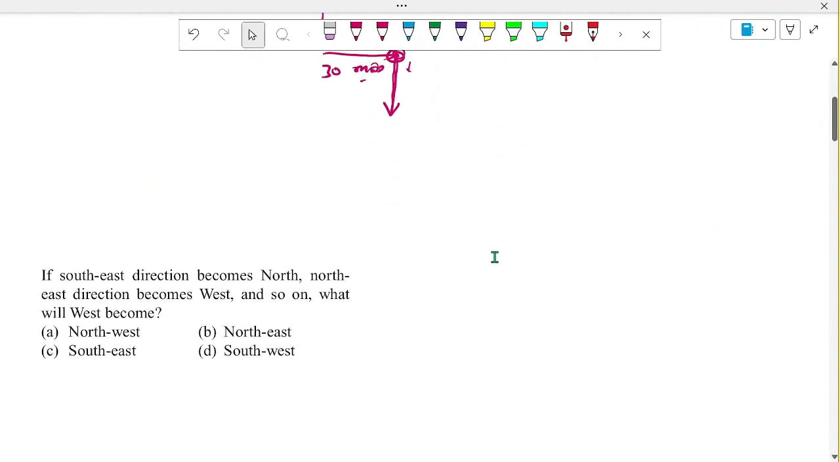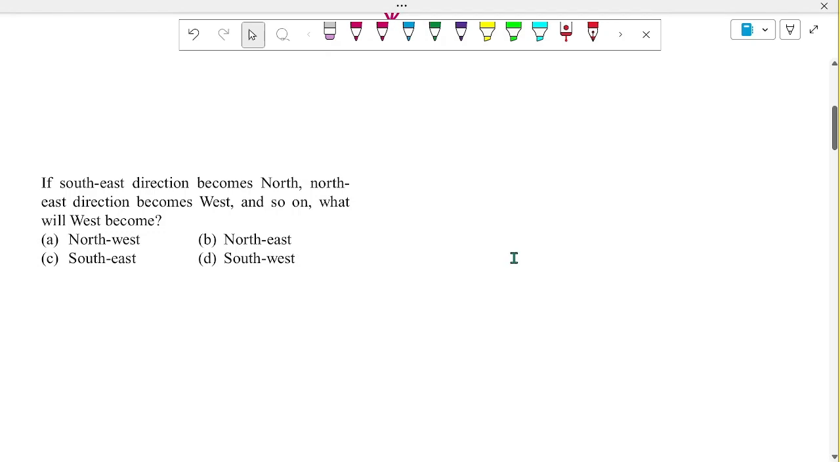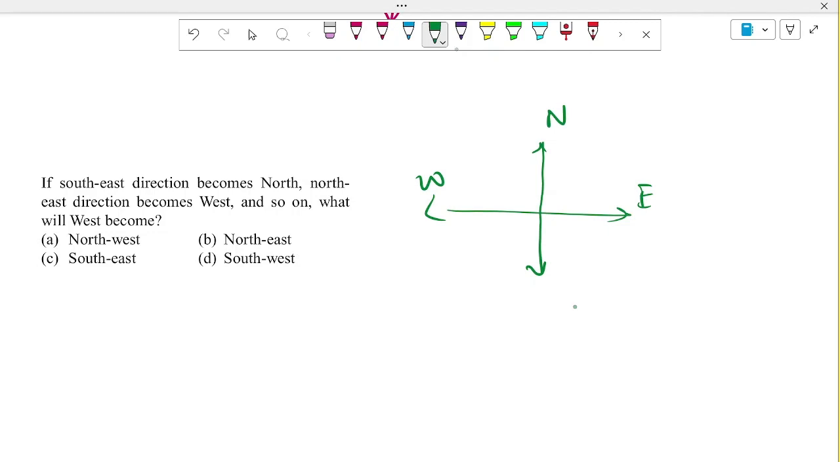Then we'll go to the next question. This is also similar, but here we will be having 8 directions. Let me draw all the 8 directions. I'll tell you how to draw. Just now I told you how you can remember all the 4 directions: N, E, W, S, yes, NEWS.